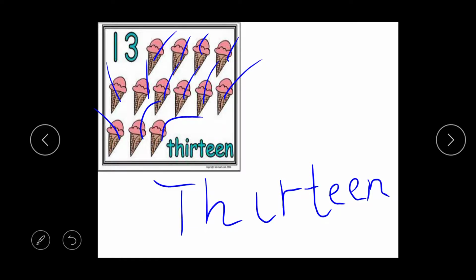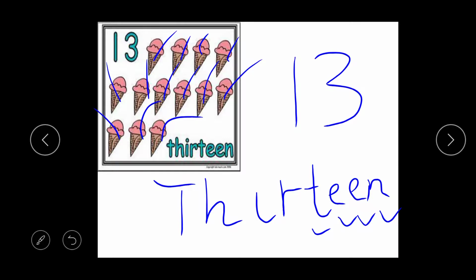Okay, there is something very important to note whenever you are writing 13. It ends with teen, and your teen is T-E-E-N. So 13, 14, 15, you have T-E-E-N at the back. So let's spell our 13 again.